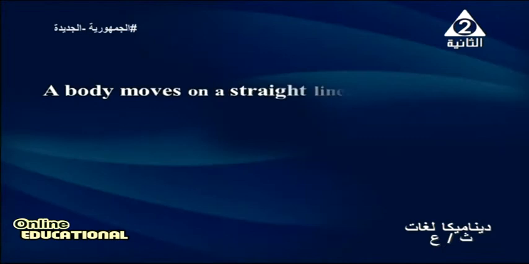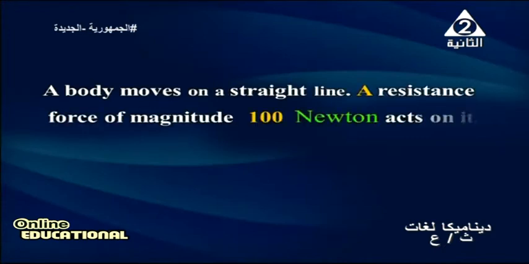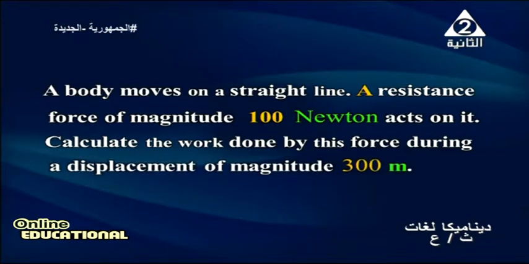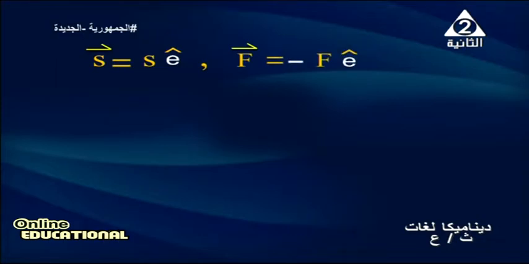Now another example. A body moves on a straight line. A resistance force of magnitude 100 Newton acts on it. Calculate the work done by this force during a displacement of magnitude 300 meter. Now, S equals S in the positive direction of the unit vector E, and vector F equals negative F E in the opposite direction of the vector E.